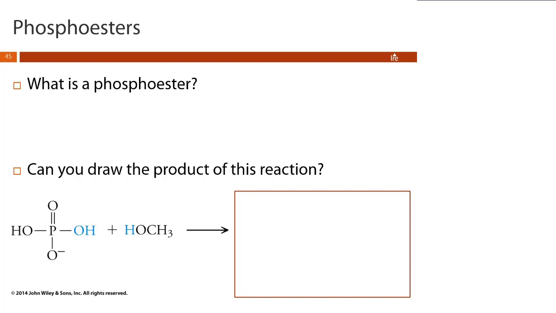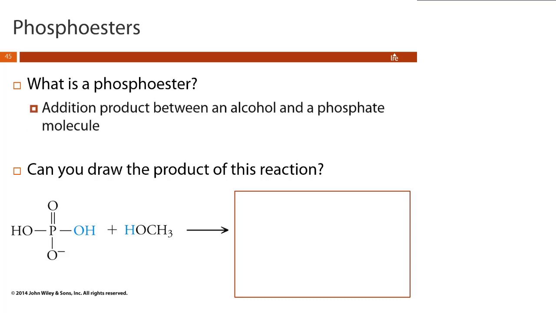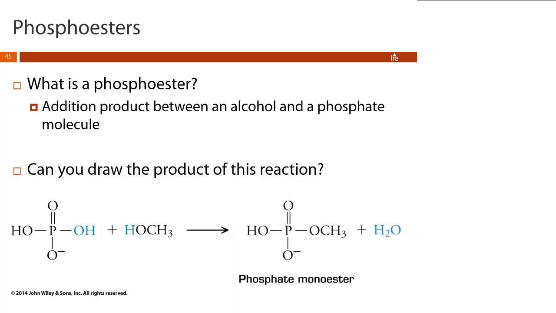Okay, so now I'm going to introduce you to a new functional group, and that is the phosphoester or phosphate monoester. A phosphoester or a phosphate monoester is the addition product between an alcohol and a phosphate. A regular ester is the addition product between an alcohol and a carboxylic acid, and this reaction is going to look very similar to that. It's another double replacement reaction where we have water as one of the products. In other words, it's a dehydration reaction or a condensation reaction.